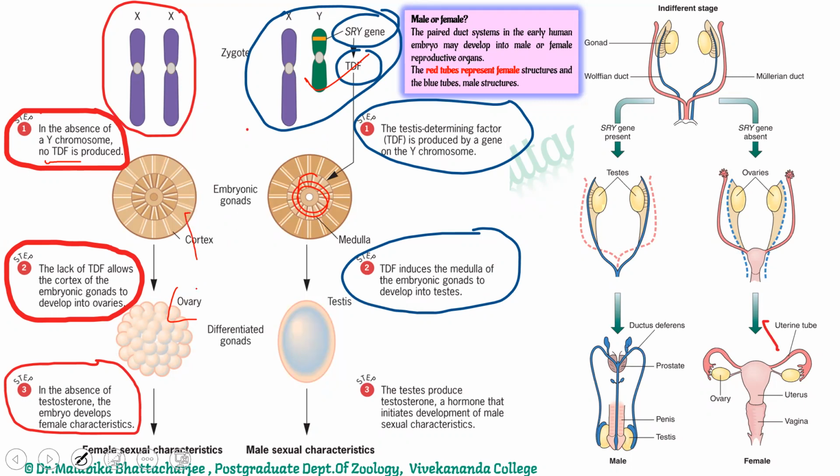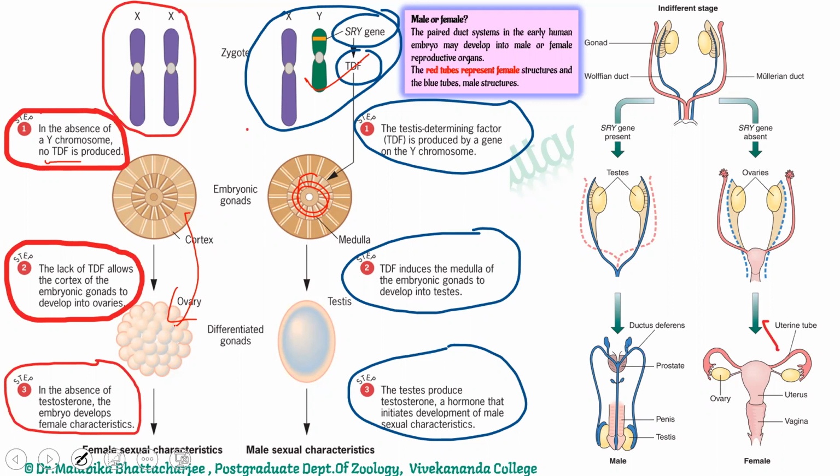In case of females, the cortex develops into the ovum. But in case of males, under the influence of the testis determining factor, the medulla develops into the embryonic gonads. The testis determining factor induces the medulla to develop into the embryonic gonads, finally the testes. And once the testes are formed, they produce the testosterone hormone that initiates the development of male sexual characteristics.